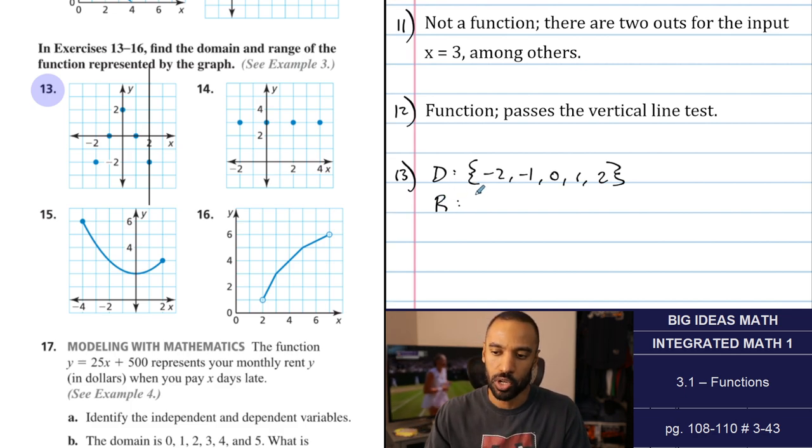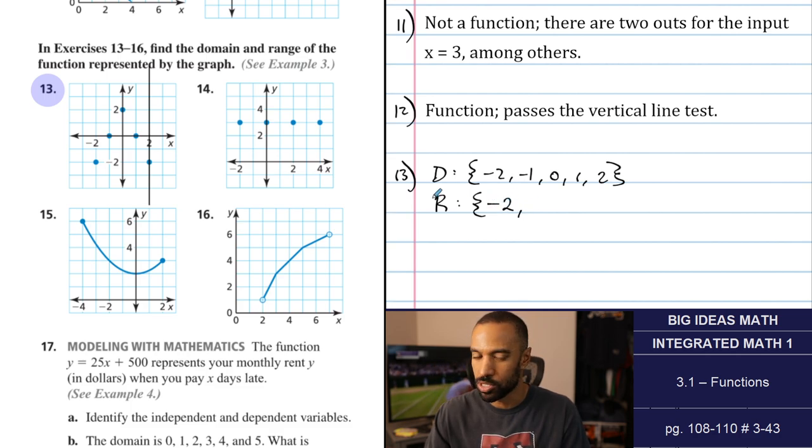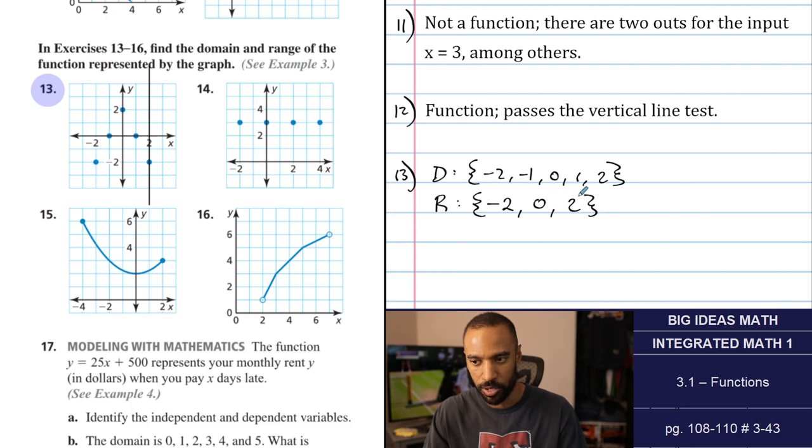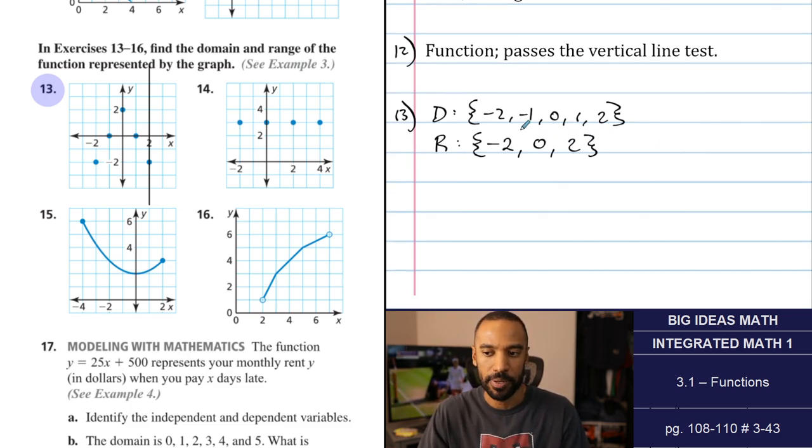Now, I'm going to write in increasing order. The lowest y value I saw was negative 2. Even though it hit twice, I'm just going to write it once. And then it hit y equals 0, and then it came up to y equals 2. It hit nothing in between. 0 may have been repeated twice, 2 was not, but we're only going to list them once. Not unless we make a mapping diagram will we draw arrows to these different points. So that is my domain and range for 13.